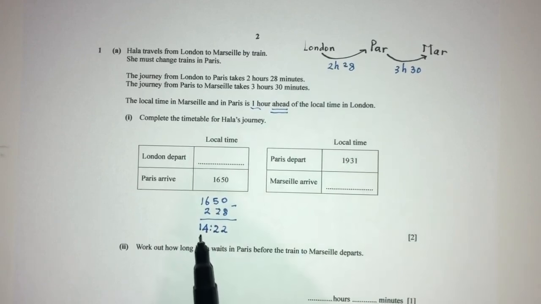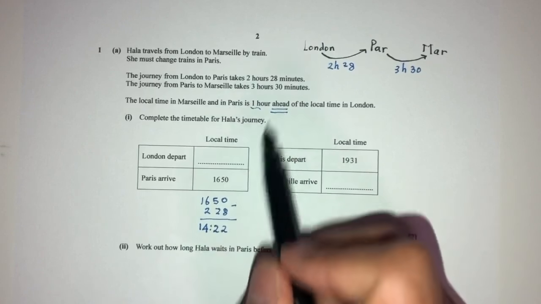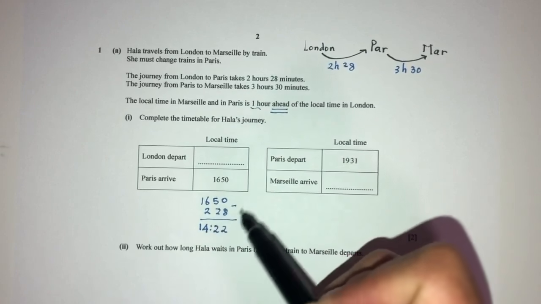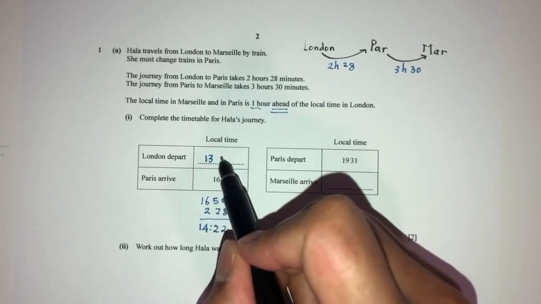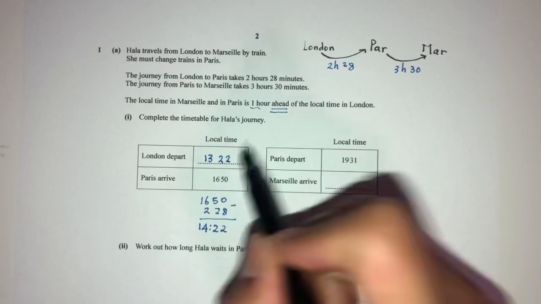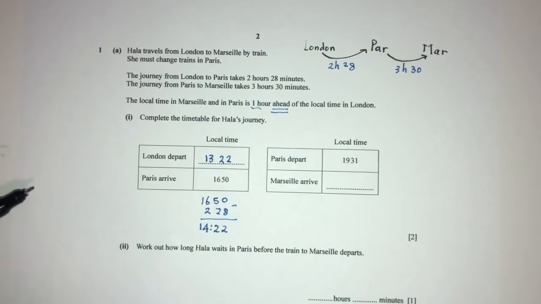Now, this is the time in Paris. Now we understand the time in Paris is 1 hour ahead. So the time in London will have to be 1 hour back. So 14 will become 13 actually, 13:22. That will be the time in London when they leave.